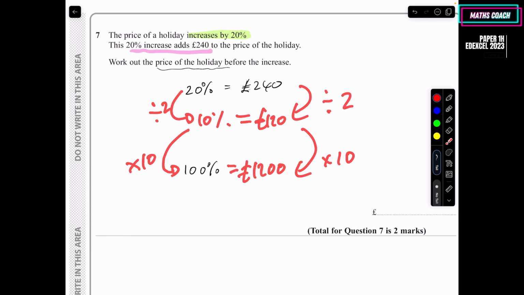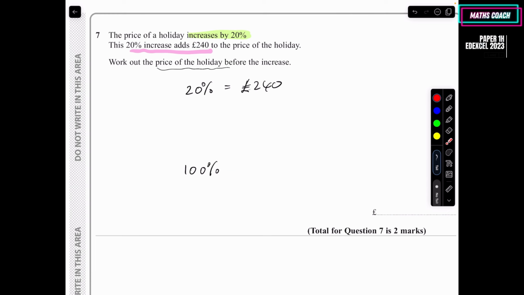So 100% is £1,200. But if you look at these numbers, another way that you could also do it is, well, we can directly get to 100% from 20% by multiplying by 5. But the challenge with that is a lot of you might struggle with multiplying this by 5 so easily. Right? You might need to resort to long multiplication or something.